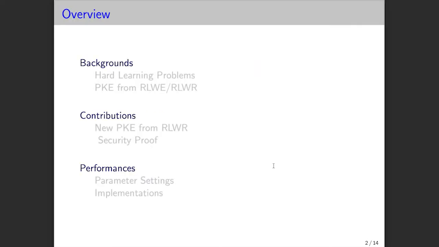In this talk, I will talk about the backgrounds on hard learning problems and public key encryptions from RLWE and RLWR, and its security proofs. And then I will talk about our constructions and its security proof. After all, I will show the performance of our scheme.